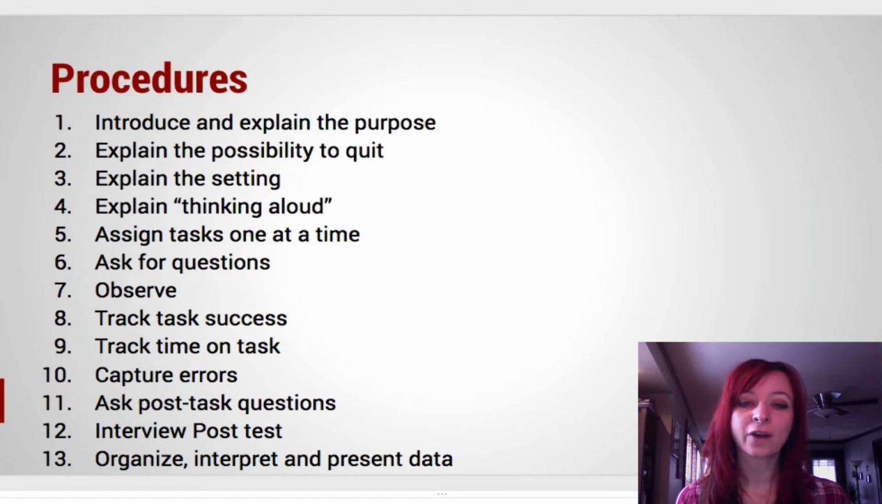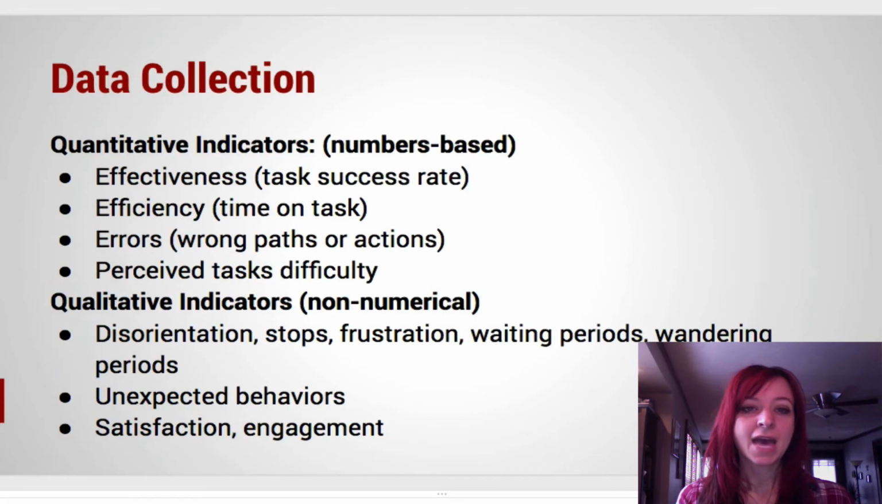And then finally, you're going to organize, interpret, and present that data. And here's how you're going to collect that data. There's a couple different ways to collect the data. Quantitative indicators, which are numbers-based. Quantitative comes from the same root as the word quantity. These are things like effectiveness, how many people could actually do the tasks. Efficiency, how much time did it take to do the tasks? Errors, what were just the number of wrong paths or wrong actions? Maybe a person who did well clicked the wrong button 2 times.